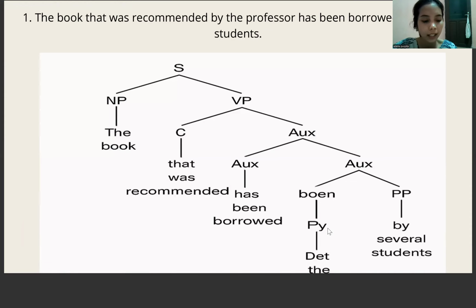Okay, the first sentence is: the book that was recommended by the professor has been borrowed by several students. So in here, they have a subject in the noun phrase and a verb phrase. In the noun phrase, they have the book as a noun phrase, and then was recommended as a conjunction. In the verb phrase, in the auxiliary, they have has been borrowed, and then in the prepositional phrase they have by several students, and then they have a determiner in the.